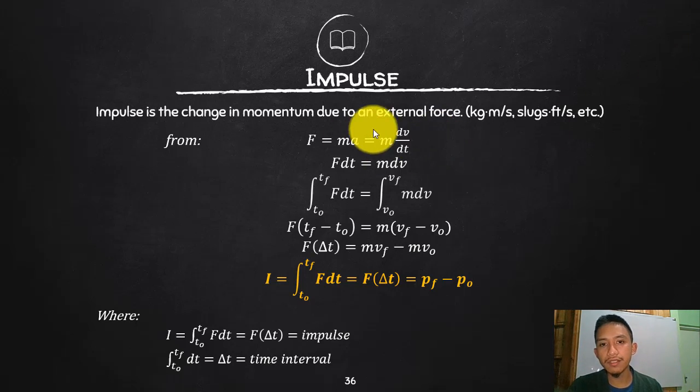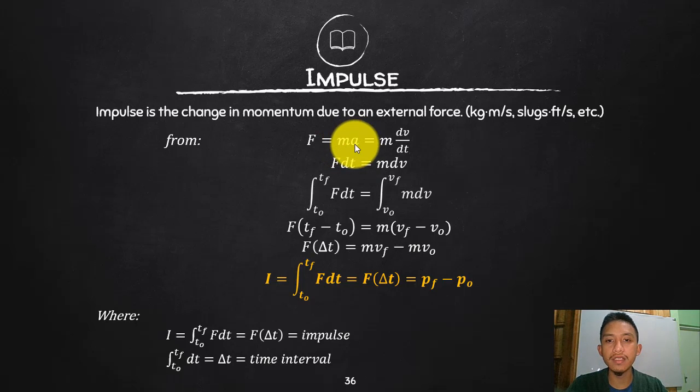So how do we get that one? Let's start with Newton's second law of motion. That is again F equals ma, coming from mass equals F over a, isn't it? So force is equal to mass times acceleration.